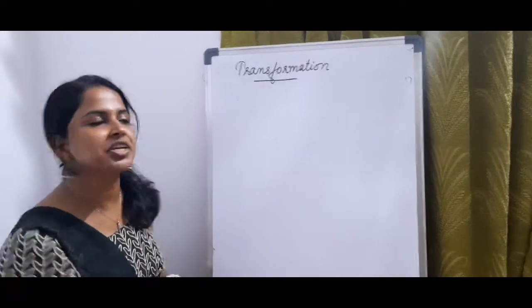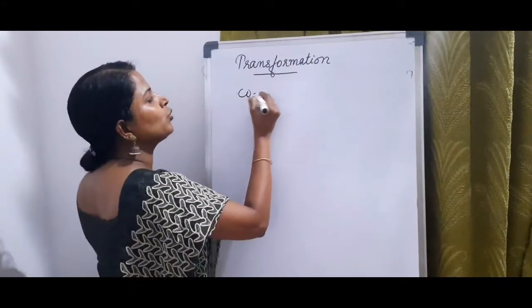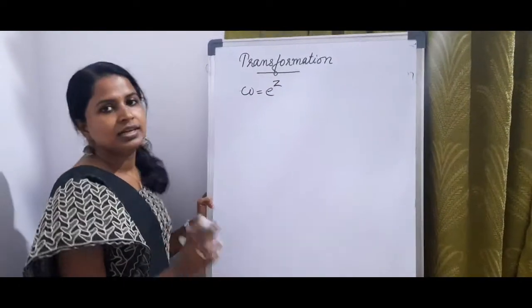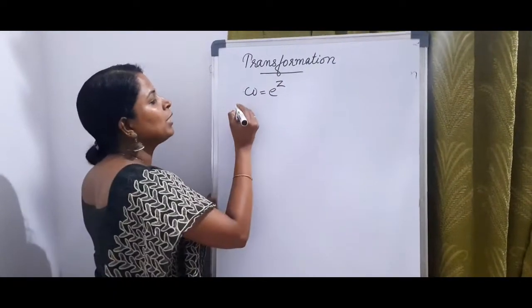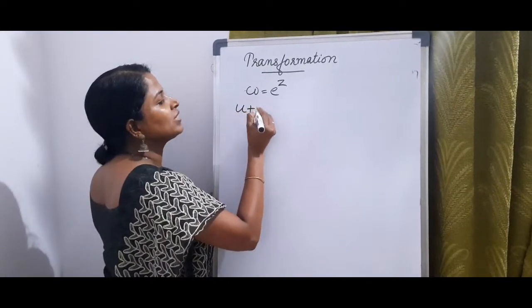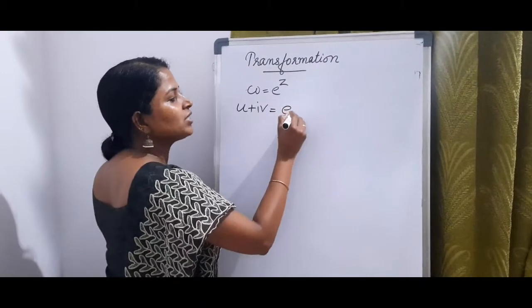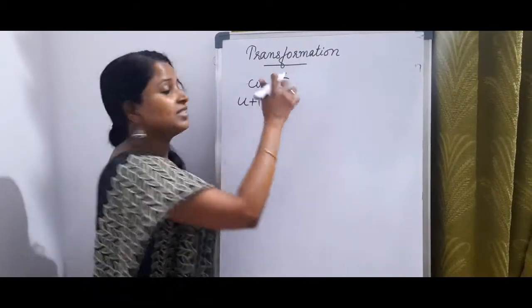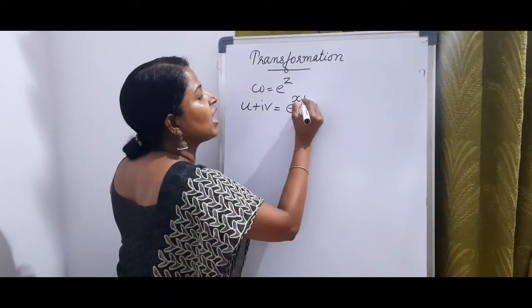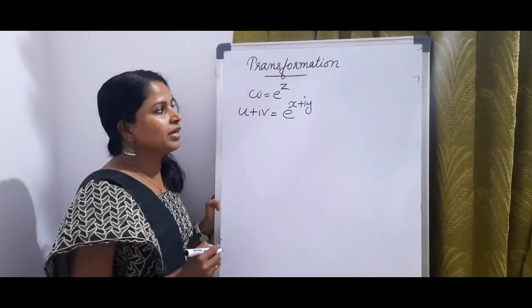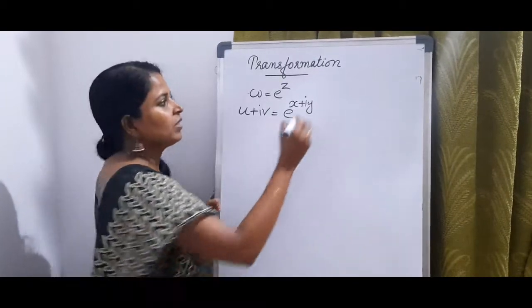Next transformation, w equal to e raised to z. We know that w equal to u plus iv. That is equal to e raised to z. What is z? z is x plus iy.